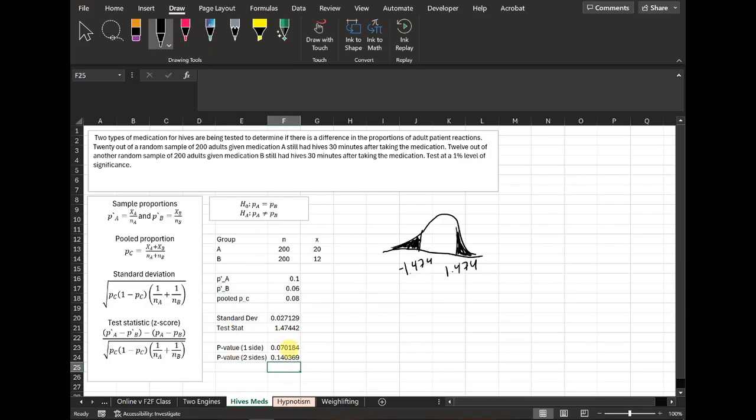Okay, so here's my p-value, which is a huge p-value. So in this case, we cannot reject the null hypothesis because that is greater than our 1% level of significance, so we do not reject. So there's not enough evidence to suggest that there is any difference between these two medications.